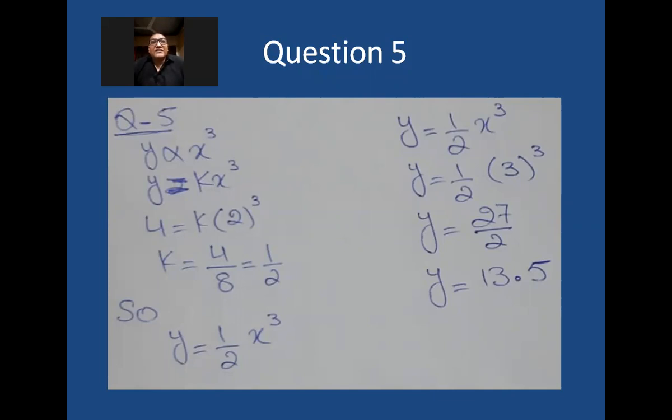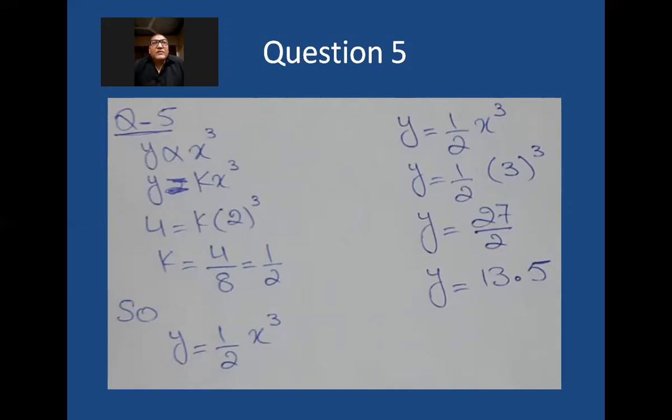The values of x and y are given. So y is 4 and x is 2. Just put those values in this equation. So 4 is equal to k times 2 raised to power 3. 2 raised to power 3 is 2 multiplied by 2 multiplied by 2, that is 8. Take this 8 to the other side. So k will be equal to 4 by 8, and the k value will be 1 by 2.